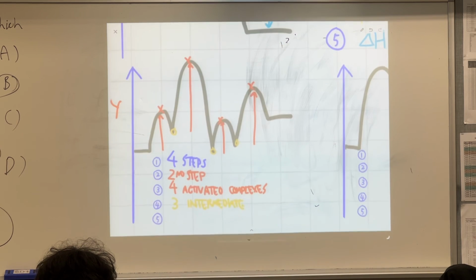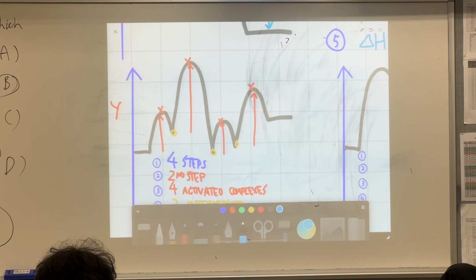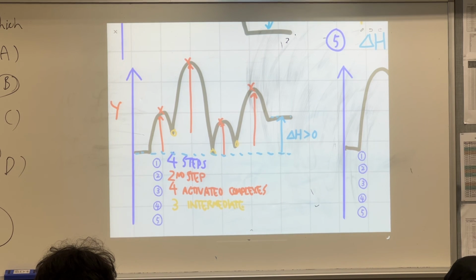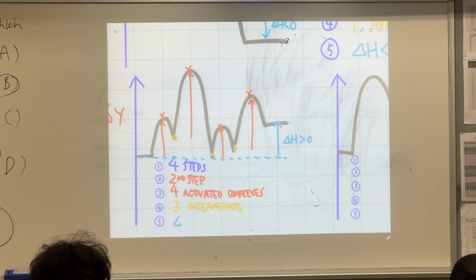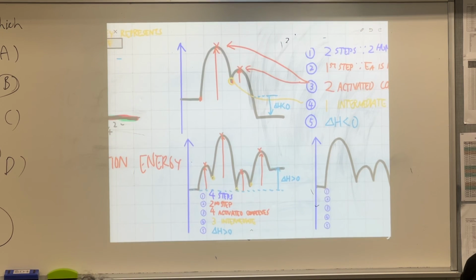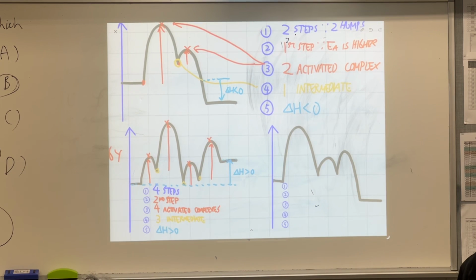Finally, what is the delta H of this reaction? Endothermic. Because when you draw an arrow pointing from the reactant, you can ignore all the humps. Just look at the starting and the finishing line. When you draw an arrow, this points up, positive. Easy, right? Okay, so practice makes perfect. So endothermic.